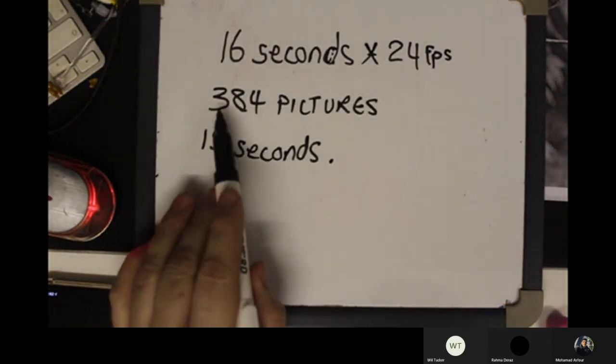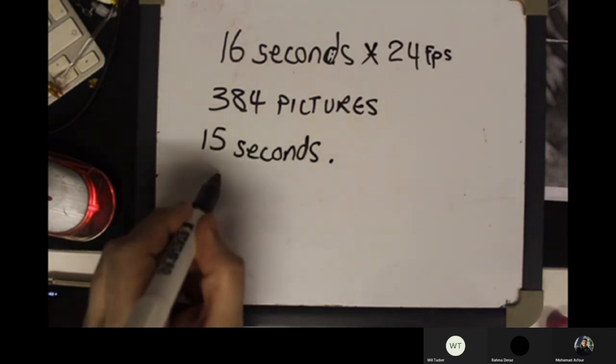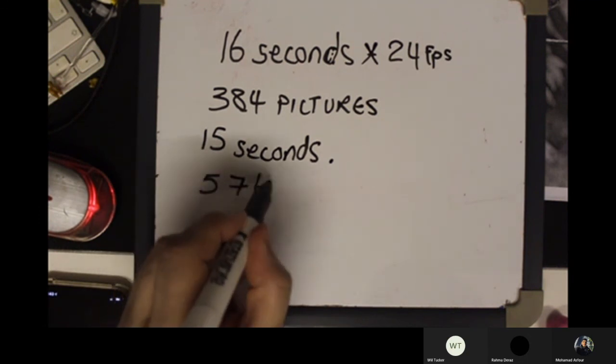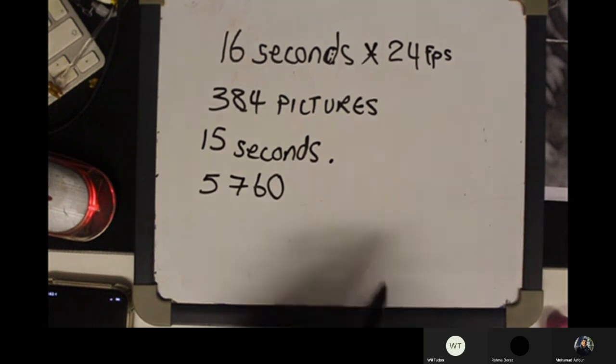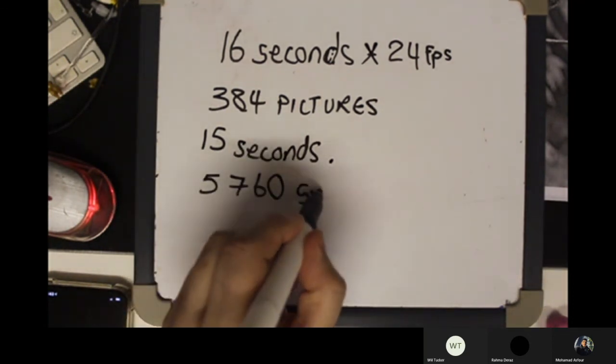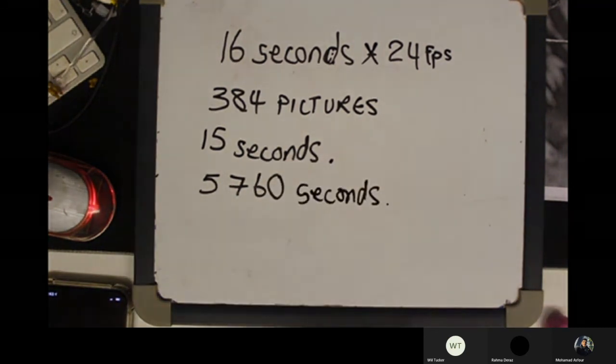So now I've got to times 384 by 15. That gives me 5,760 seconds. Well, that doesn't mean anything to us, does it? That's how long our film's going to take, okay? My film is going to take me 5,760 seconds. Put that into minutes, okay?